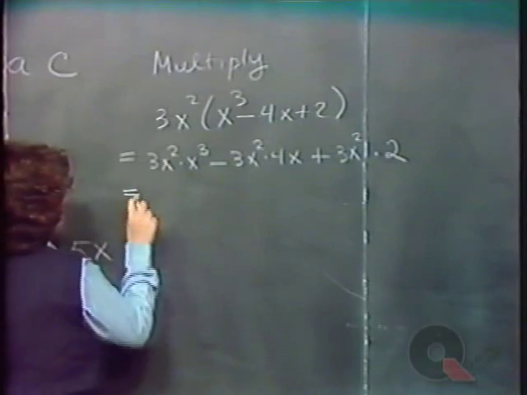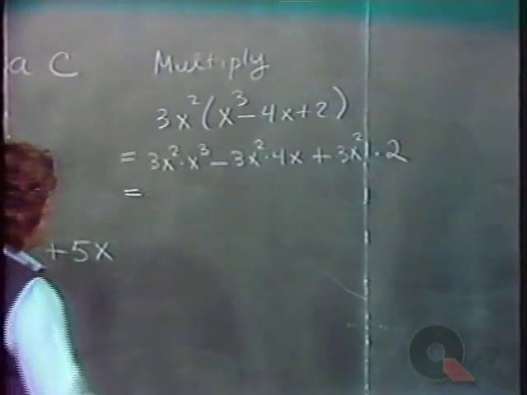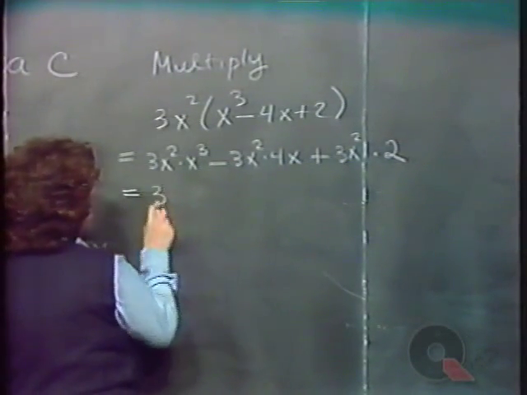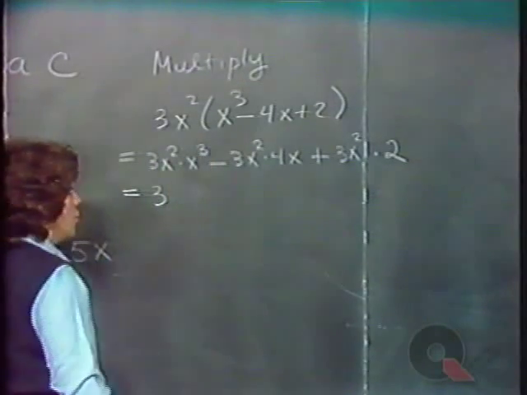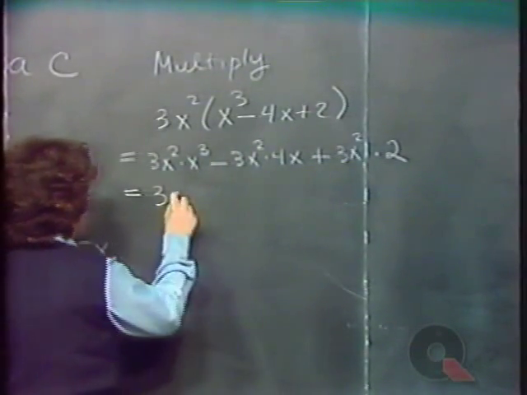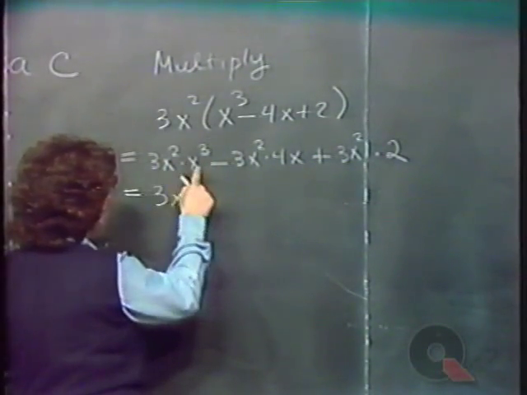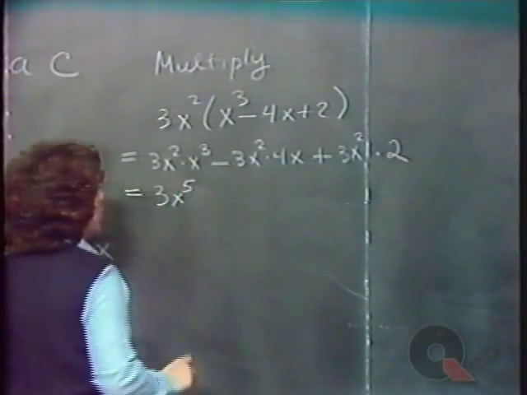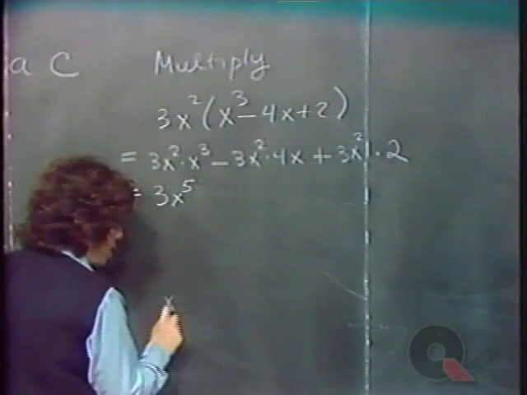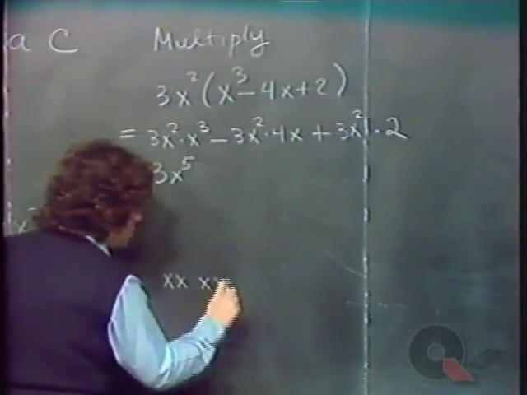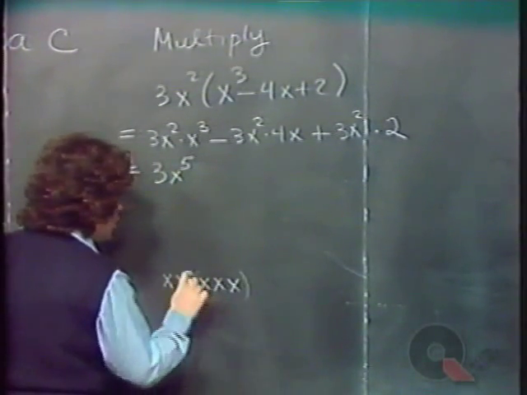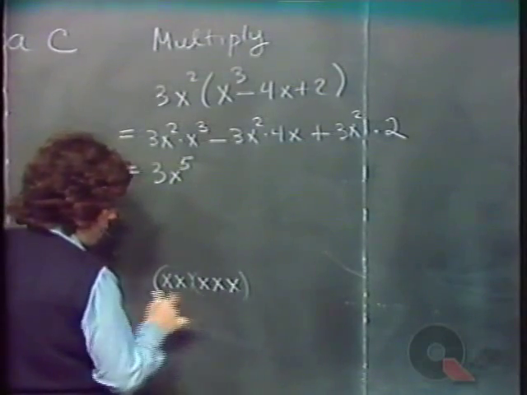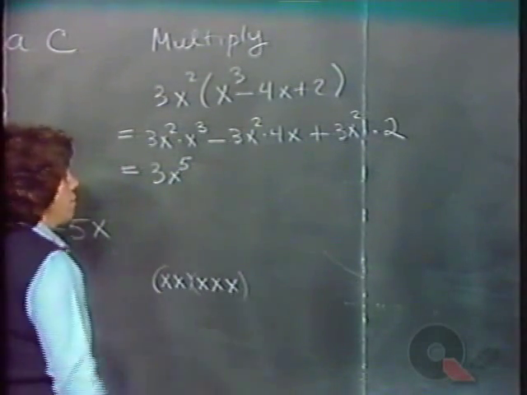Okay, this will give us 3x squared times x cubed, which is 3x to the 5th power. They have the same base. You keep the base and you add the powers. Of course, x squared times x cubed would result in 5 of these x's in a row, so it's x to the 5th power.